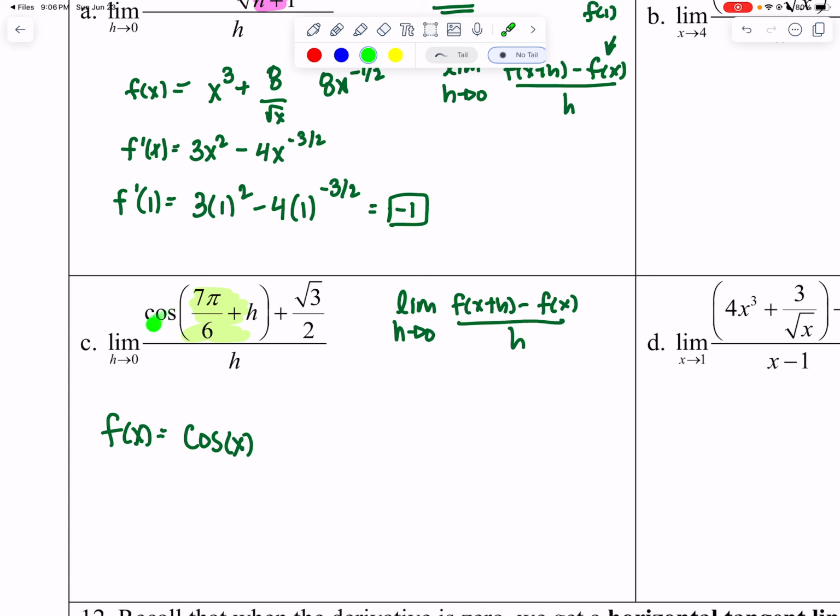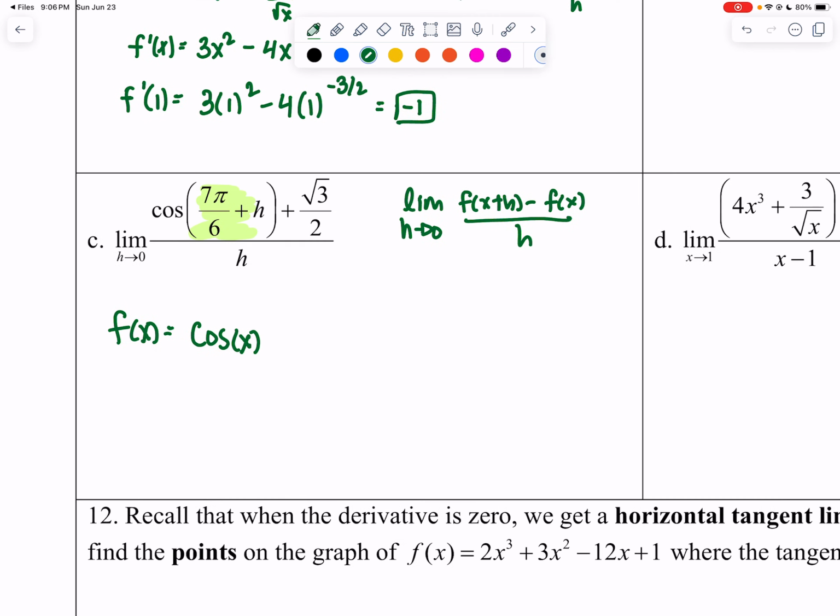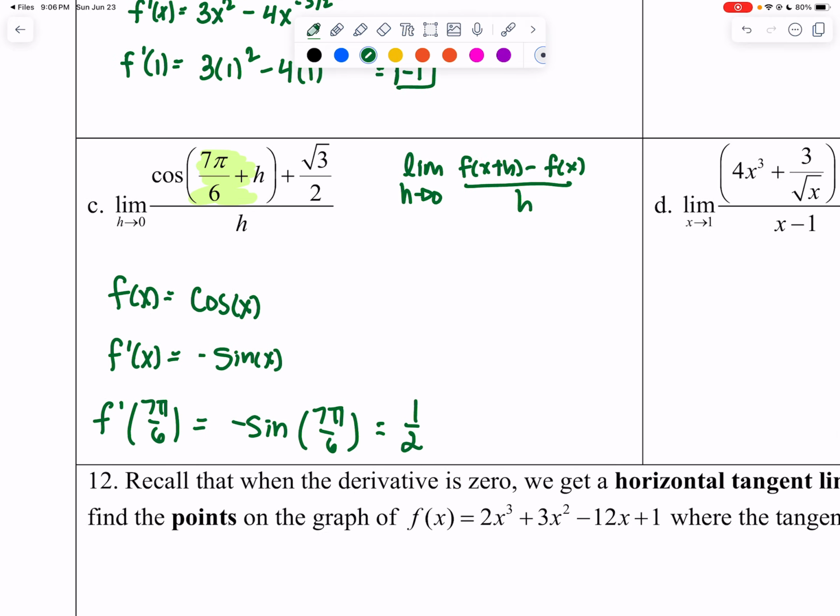So this is saying find the derivative of cosine at 7 pi over 6. And we could also verify that if I were to do cosine of 7 pi over 6, I'm going to get root 3 over 2, which works. So now I'm going to take the derivative of cosine. That's just going to be negative sine. And then I am going to take the derivative at 7 pi over 6. So now I have negative sine 7 pi over 6. And to simplify that, that's just going to be 1/2.